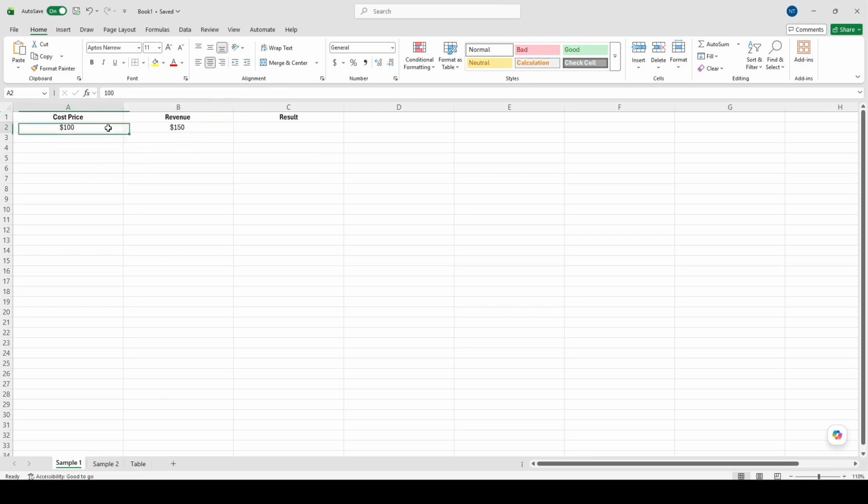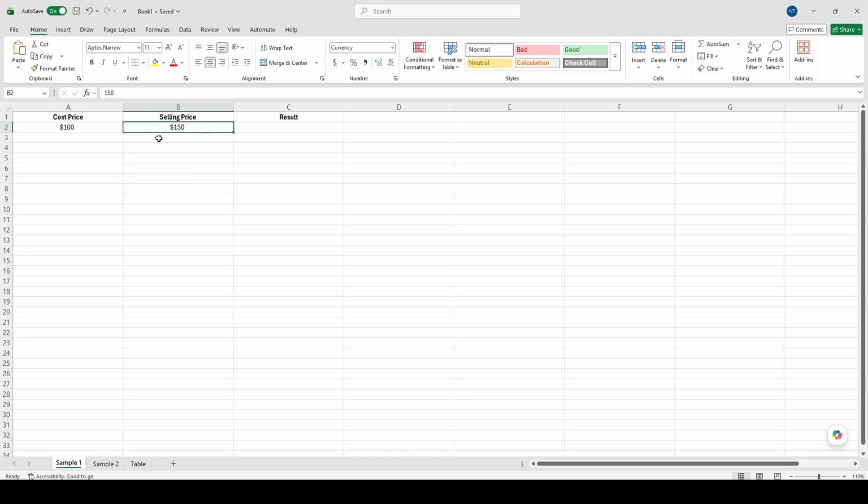In cell A2, enter the cost price. This is the amount you paid for the product. For example, you can type 100 to represent a wholesale cost of $100. In cell B2, enter the revenue or selling price. This is the amount you earned from selling the product. For example, type 150 to represent a retail price of $150.